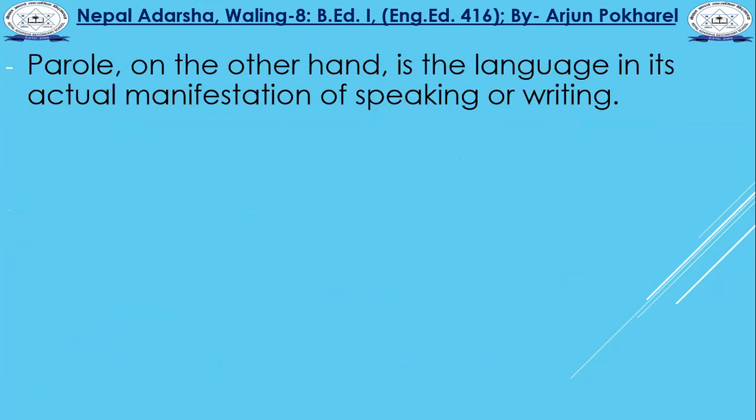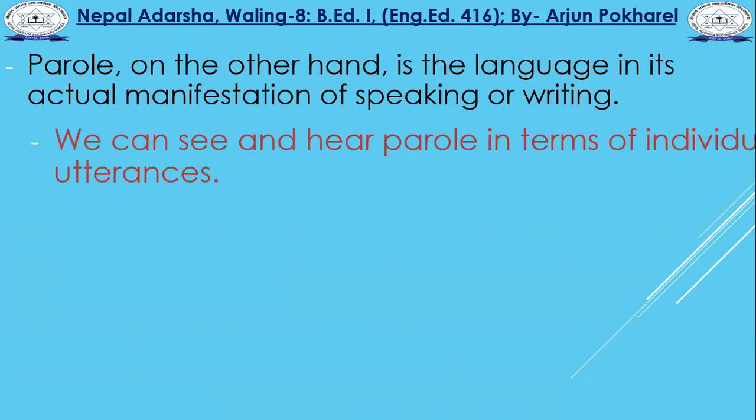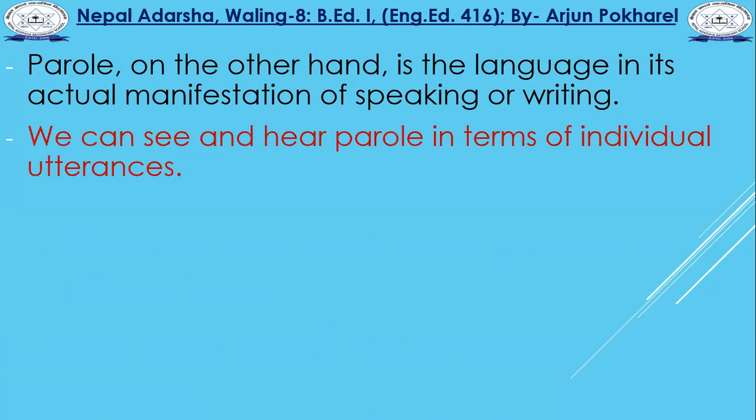Parole, on the other hand, is the language in its actual manifestation of speaking or writing. By the use of langue, we show our parole. That's why parole is visible, parole is audible. By speaking, it is audible. By writing, it is visible. That's why parole can be seen, observed, or heard. We can see and hear parole in terms of individual utterances.